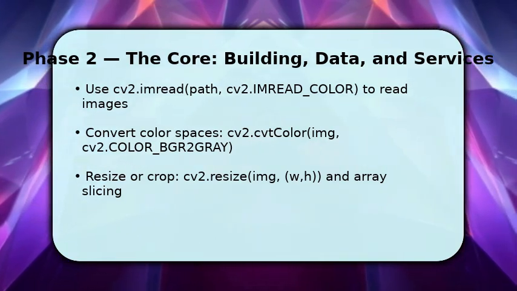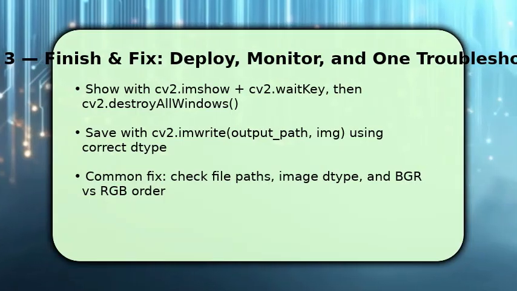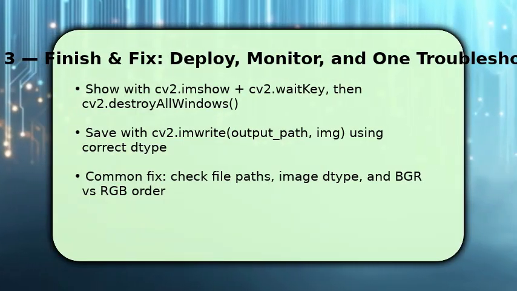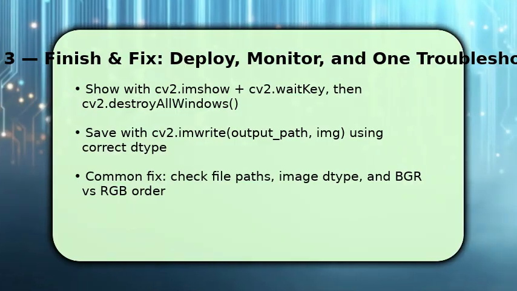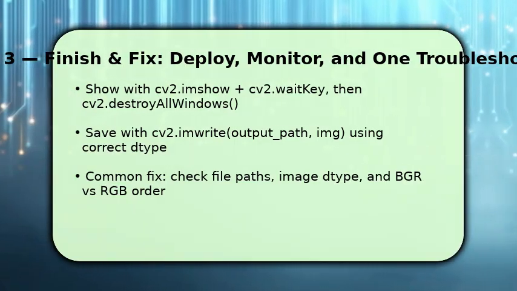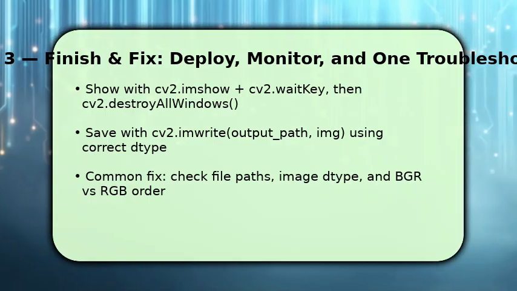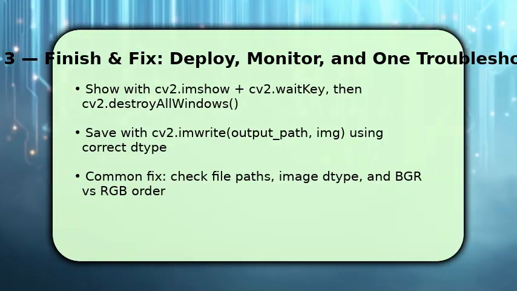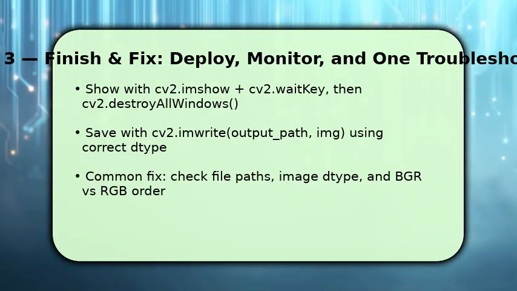Finish by displaying and saving results so you can verify outcomes. Call cv2.imshow and cv2.waitKey, then release windows with cv2.destroyAllWindows. When saving, use cv2.imwrite and confirm the image dtype matches expected formats because mismatched types produce corrupted files.